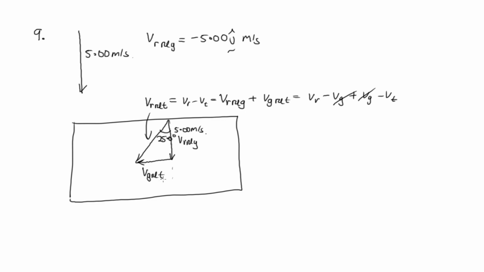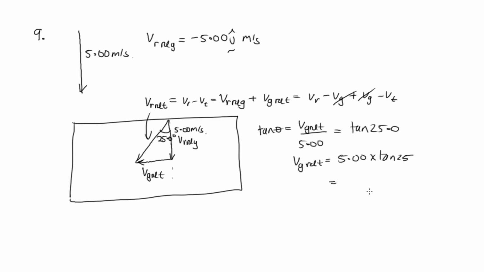So what we want to do is find out, well, what is this one here? So looking at this triangle, we've got the angle here and we've got this side here, and we want this side. So using trigonometry, we can see that, well, tan theta is equal to the opposite, which is the velocity of the ground relative to the train, over the adjacent, which is the 5, and this is equal to tan of 25. So we can solve this and get, well, the velocity of the ground relative to the train is equal to 5 times tan 25, and solving that, we end up with 2.33 meters per second.